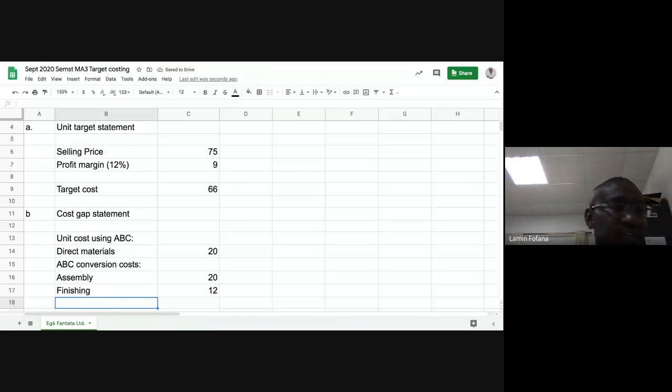Okay, so we have another fixed cost. We have two types of fixed cost also, the product specific fixed cost and the company fixed cost. So let's find the unit for each of them. The first one is the product specific fixed cost.